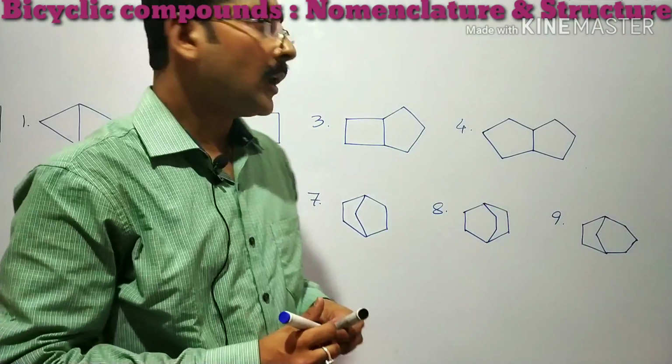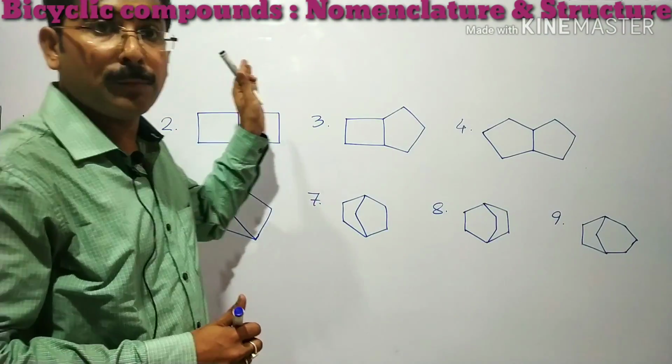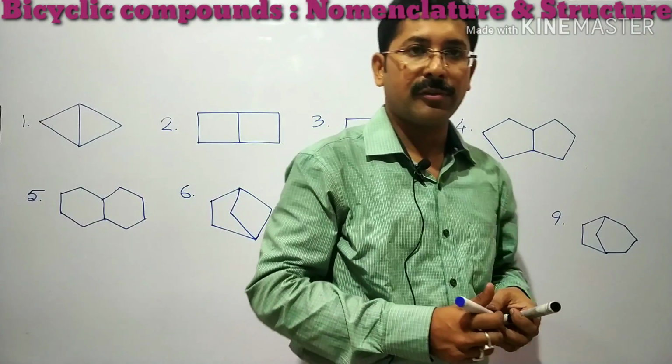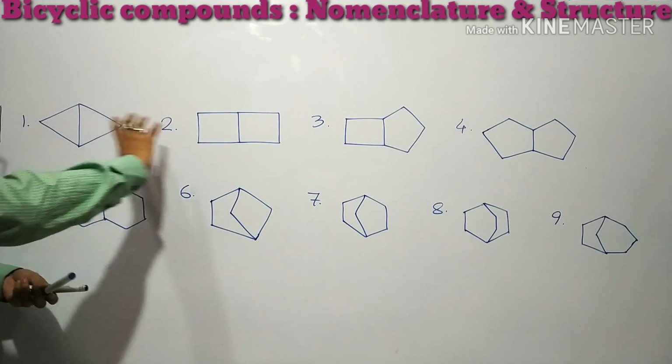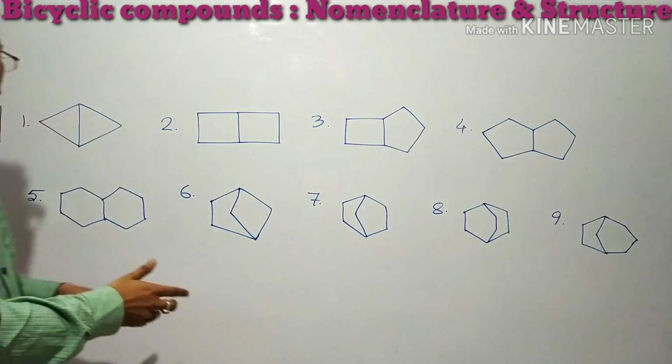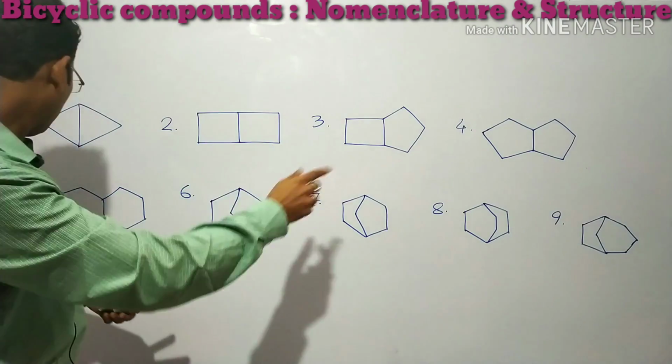Hello guys, our today's lesson is the IUPAC nomenclature of bicyclic compounds. These are some examples of bicyclic compounds. Example 1, 2, 3, 4 and 5.